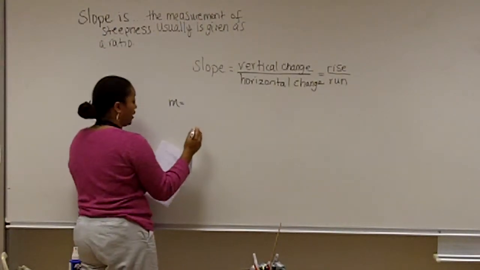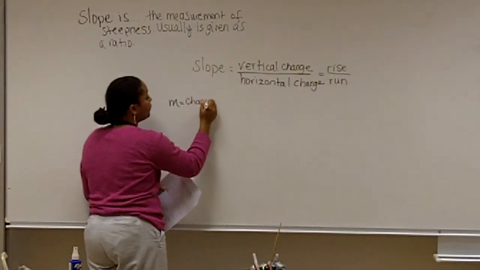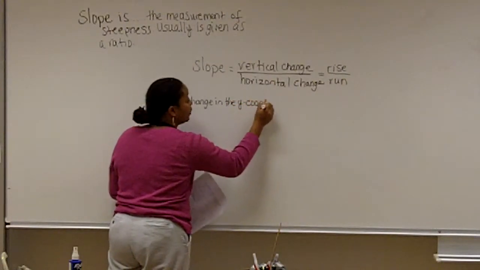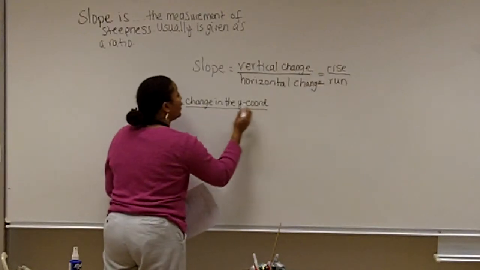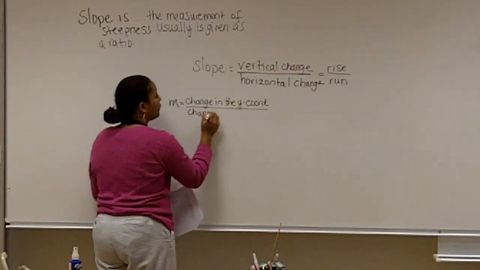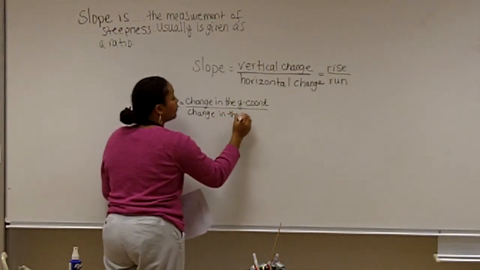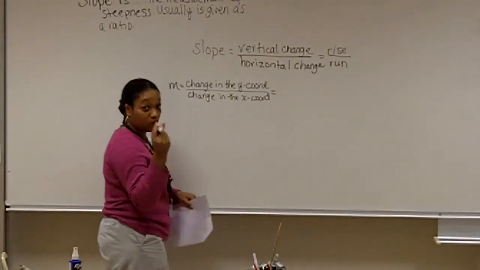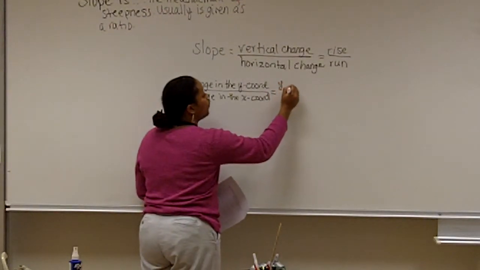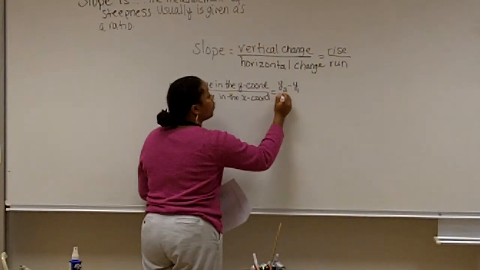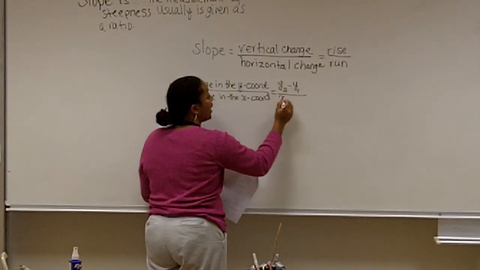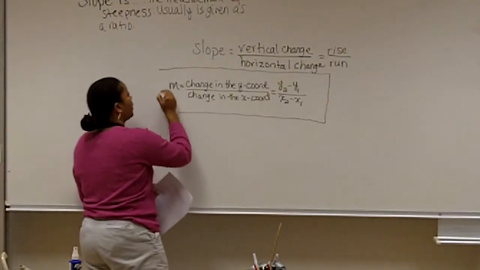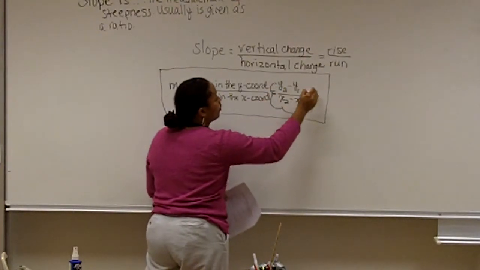The slope formula is the change in the y coordinates, and you can find those easily. That's the second number in your ordered pair, divided by the change in the x coordinates. Now, that equals, since we're dealing with 2 points, the actual formula: y2 minus y1 divided by x2 minus x1. So this is what you put in your box on your notes. The actual formula is right here.